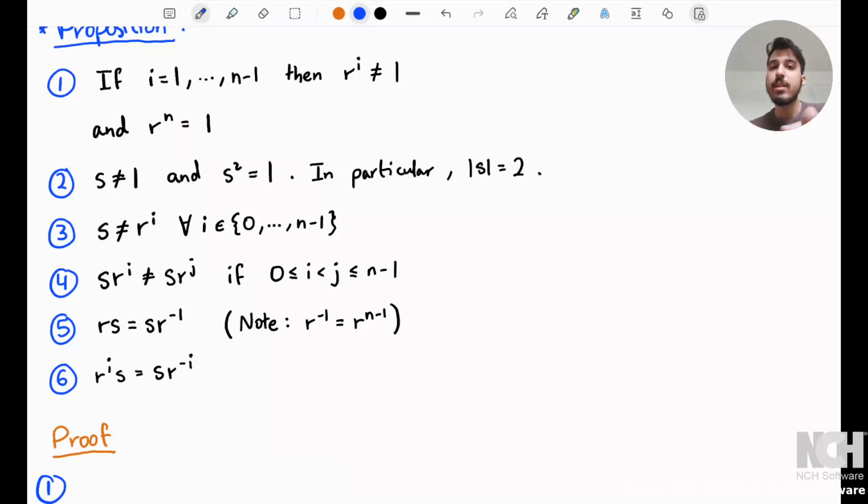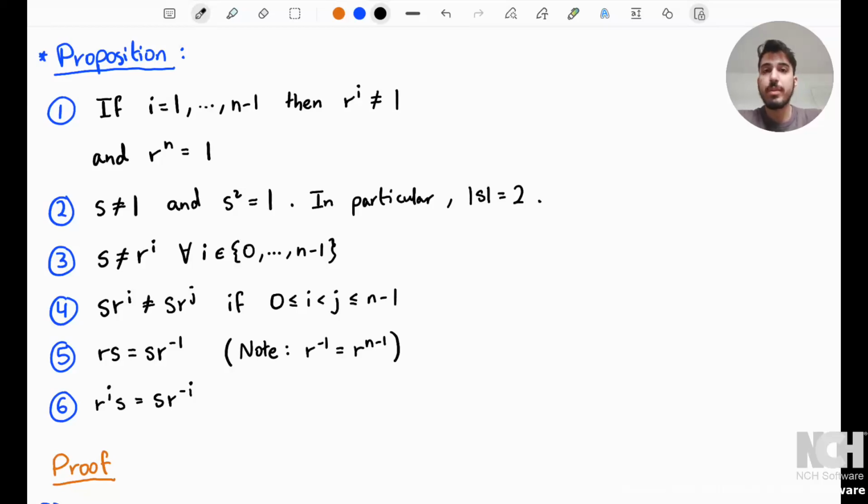And 6 follows from 5. So 6 says r to the i times s is equal to s r to the minus i. In fact, we will be using the 5th part of the proposition to deduce the 6th.